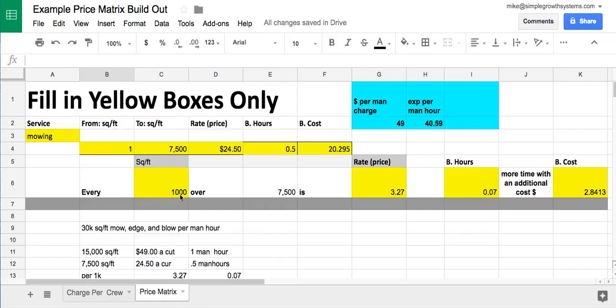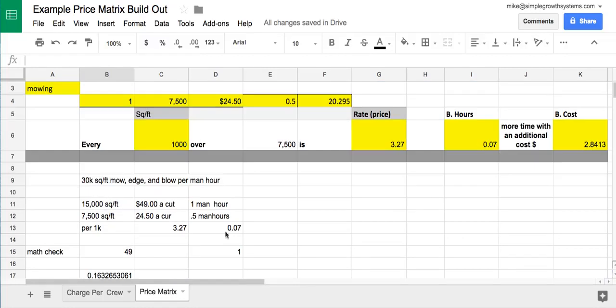Now we're saying for every 1,000 square feet over 7,500 is an additional $3.25, an extra 0.07 man hours, and an additional budgeted cost of $2.84. This is what it costs you to operate. Here are some of the notes I went through when I did it. So a 15,000 square foot cut would have been $49 for 1 man hour. So if our base price is half of that, 7,500 square feet, that is $24.50 per cut. And that's 0.5 man hours.